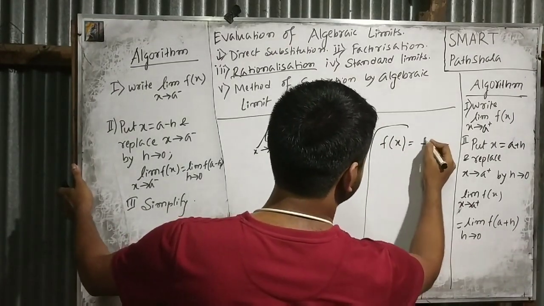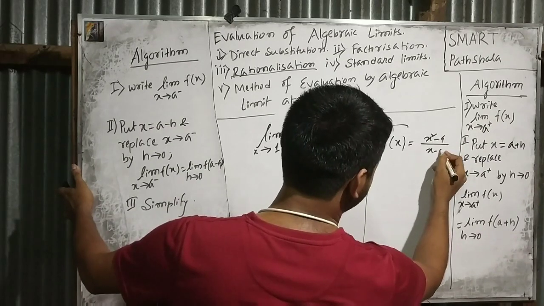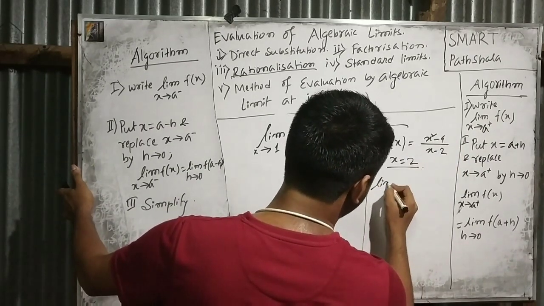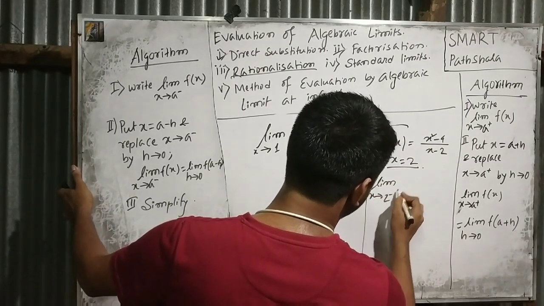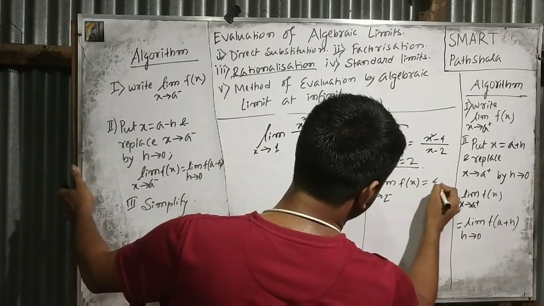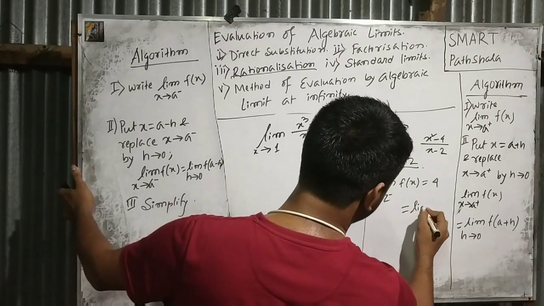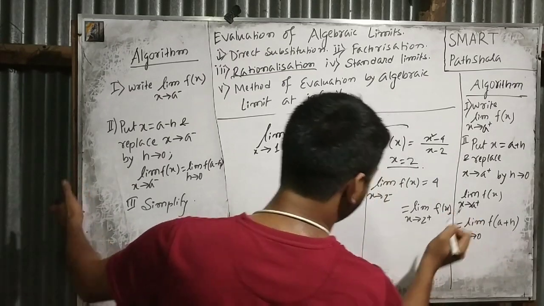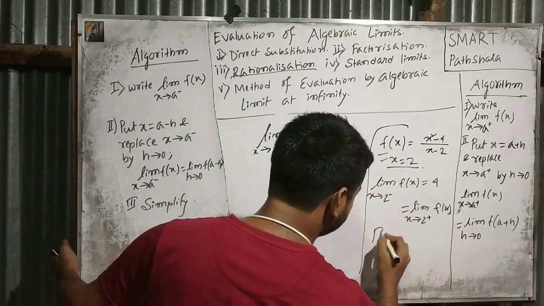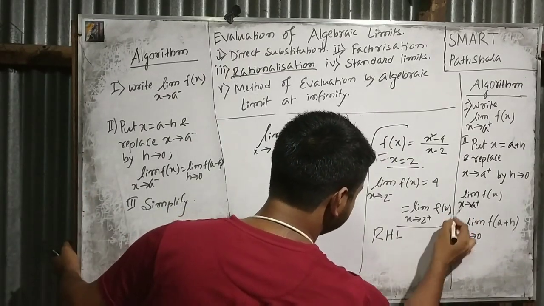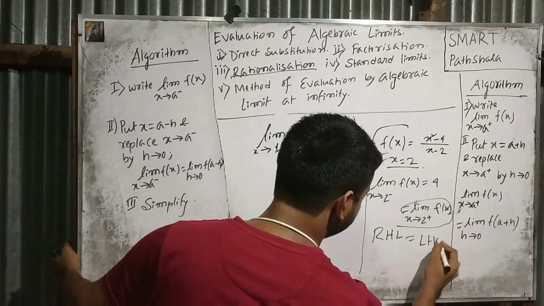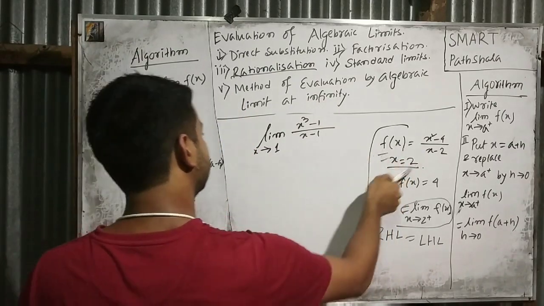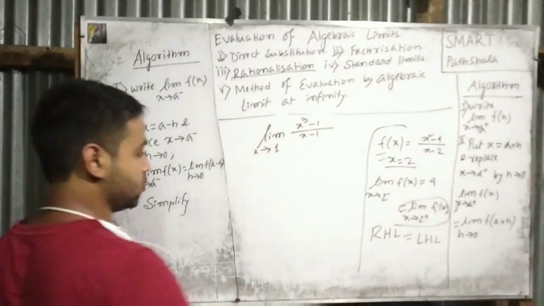previously we had a function f of x as x square minus 4 by x minus 2, and we checked at the point x is equal to 2. There we have the limit as x tends to 2 minus of f of x equal to 4, and that is also equal to the limit as x tends to 2 plus of f of x. Now, in this type of condition, where the right hand limit is equal to the left hand limit, we can say that the limit of this function at x is equal to 2 really exists.